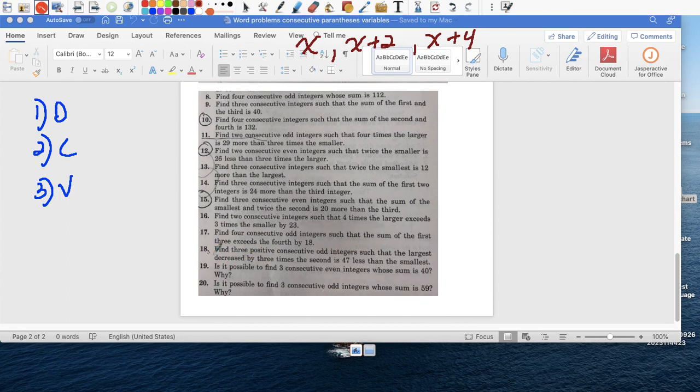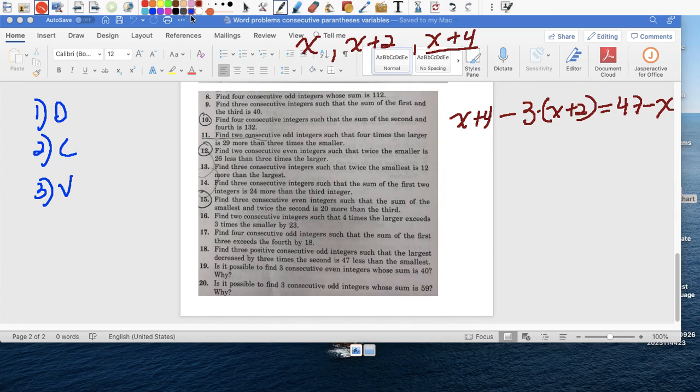Using the sentence given to me, such that the largest, which is this guy, x plus 4, decreased, which means minus 3 times the second, which is x plus 2, so let me put that in parentheses because it's made up of 2 terms. So the largest, x plus 4, minus 3 times the second one equals 47 less than the smallest. So the first thing I did was literally just translate that sentence part by part into an equation.